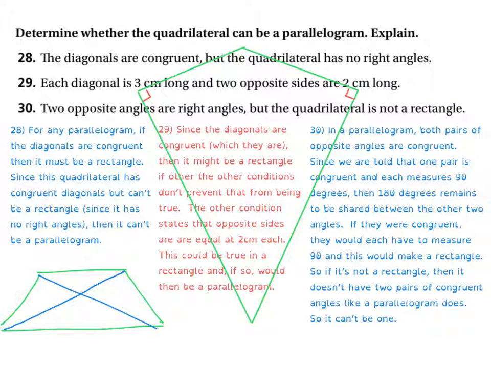Okay, so here you can see something that meets the conditions of number 30. Two opposite angles are right angles, but the quadrilateral is not a rectangle, and that means that it wouldn't then be a parallelogram if it's this way, because if you were to change it so that the opposite angles that you see, let me mark them in blue, here and here, were 90, then it would have to be a rectangle. So in number 30, then it can't be one.